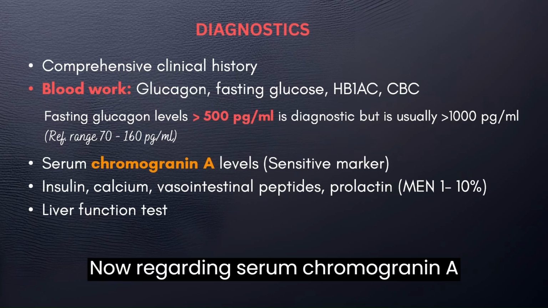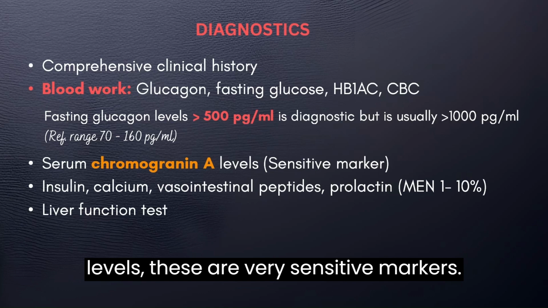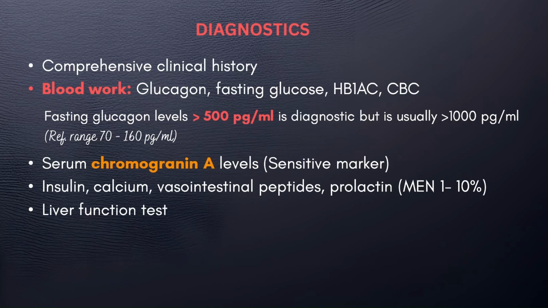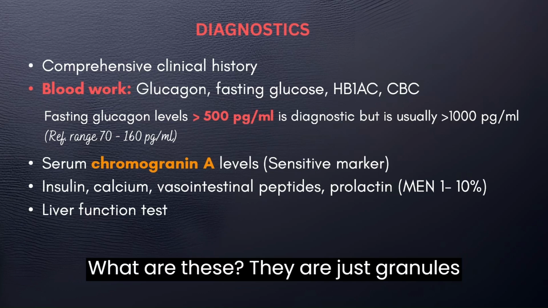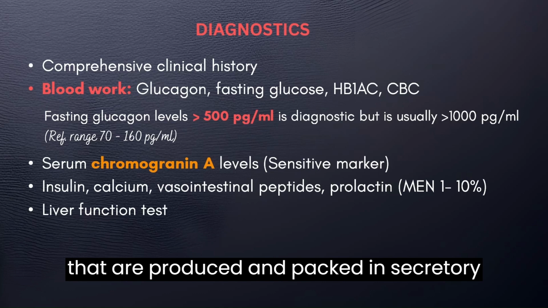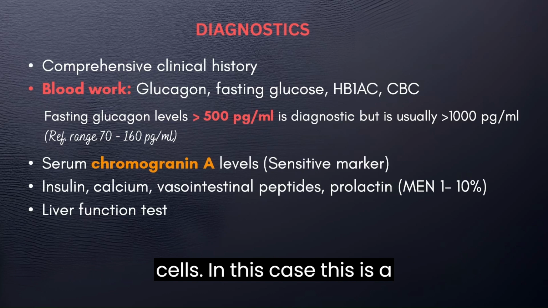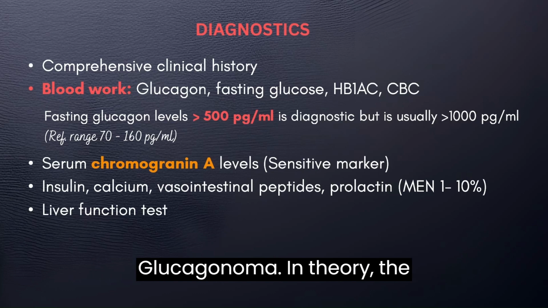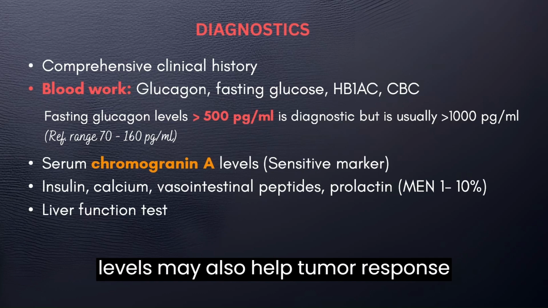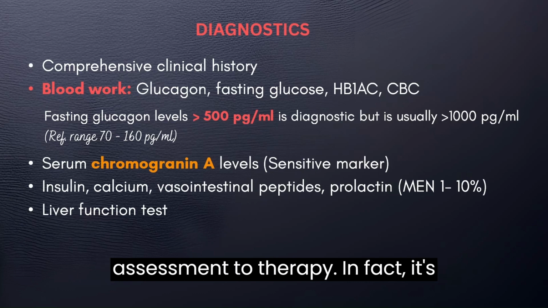Now, regarding serum chromogranin A levels, these are very sensitive markers. What are these? They are just granules that are produced and packed in secretory vesicles of neuroendocrine tumors or cells. In this case, this is a glucagonoma. In theory, the levels may also help tumor response assessment to therapy.